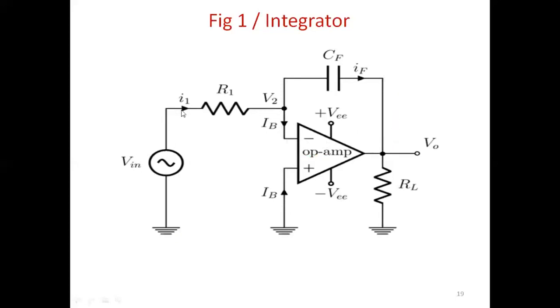CF, current I1 is flowing here, current IF is flowing here. This point is called virtual ground. Since positive terminal is grounded, zero voltage, this point is also zero voltage.